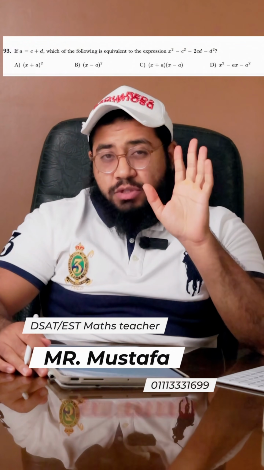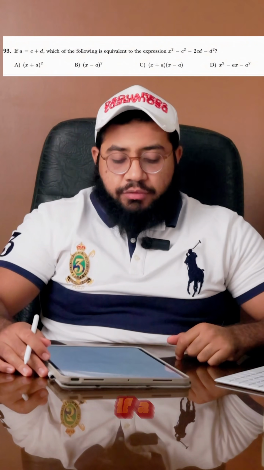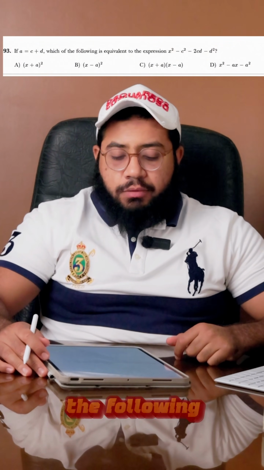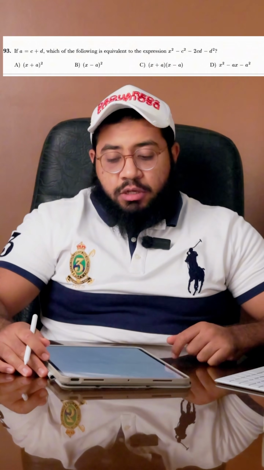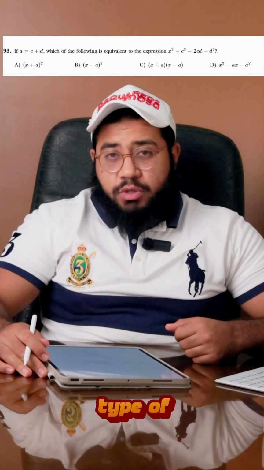Can you solve this question in just a few seconds? Let's see. It says, if a is equal to c plus d, which of the following is equivalent to the expression x squared minus c squared minus 2cd minus d squared? You can use Desmos for such type of questions.